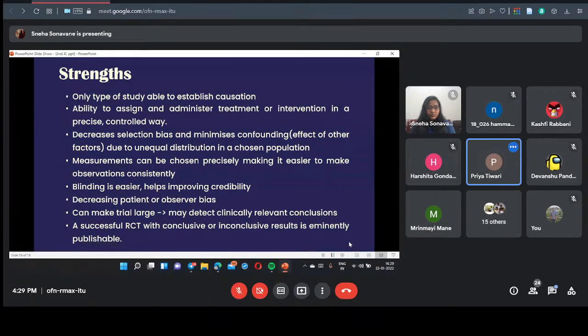Then you can make the trial large. One of the major strengths of RCT is that it can be carried out on a large scale, and the results which are obtained are very trustable. You can trust the results. And one of the most important things at our level, where we want to publish our own papers, is that a successful RCT with a conclusive or inconclusive result is eminently publishable. So, next slide.